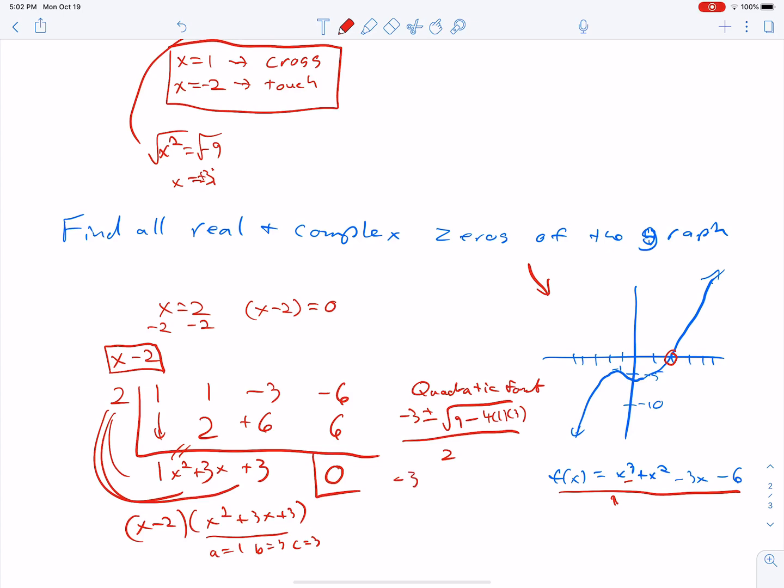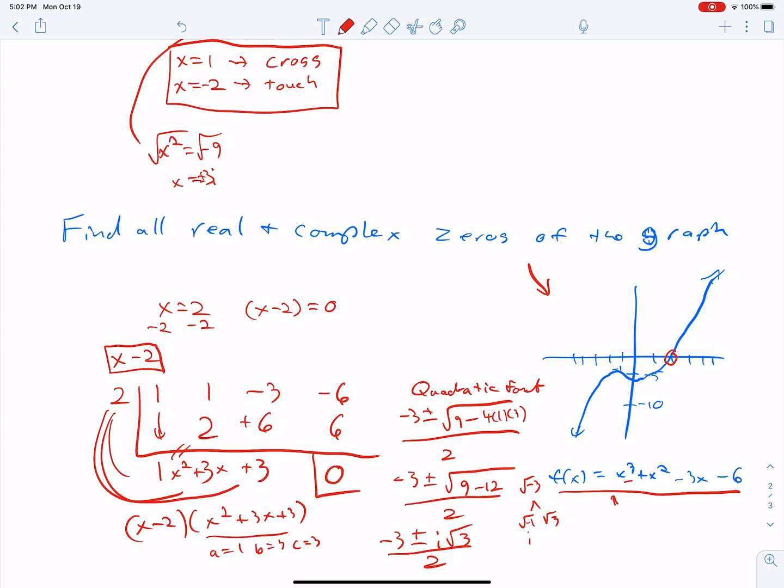So that becomes -3 plus or minus the square root of 9 minus 12, all over 2. So that's the square root of -3. Remember, we can always break this down to the square root of -1, which is i, and the square root of 3. So we end up with -3 plus or minus i square root of 3, all over 2.